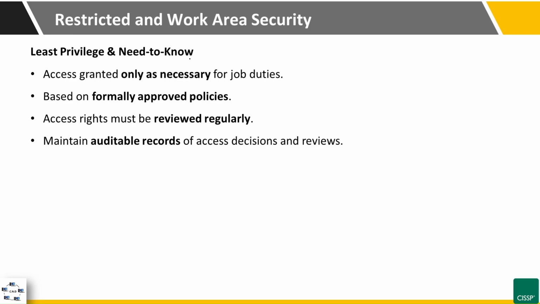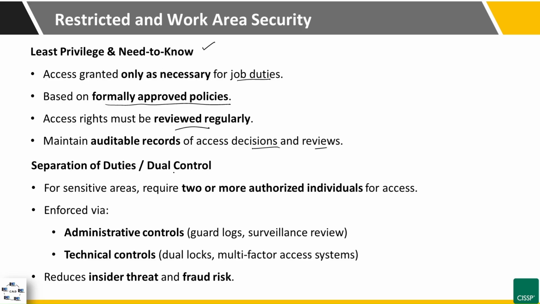Now coming to these principles. Least privilege and need to know means that access is granted only as necessary for job duties and based on formally approved policies. Access rights must be reviewed regularly, and auditable records of access decisions and reviews maintained. Separation of duties and door controls for sensitive areas require two or more authorized individuals for access, enforced via administrative controls, for example guard log and surveillance review, and technical controls such as dual lock and multi-factor access systems, and reduce insider threat and fraud risk.